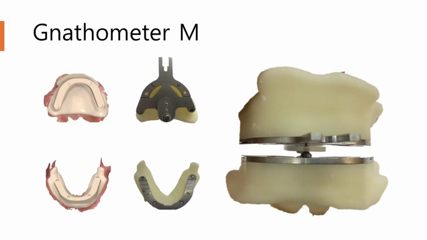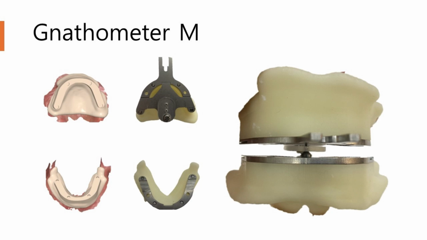The Gnathometer M is an advanced tool used in dentistry to precisely determine the centric relation and vertical dimension for edentulous patients. It features adjustable components to capture the patient's optimal bite position.